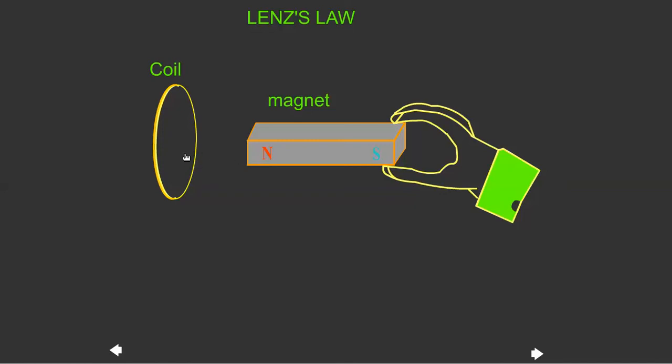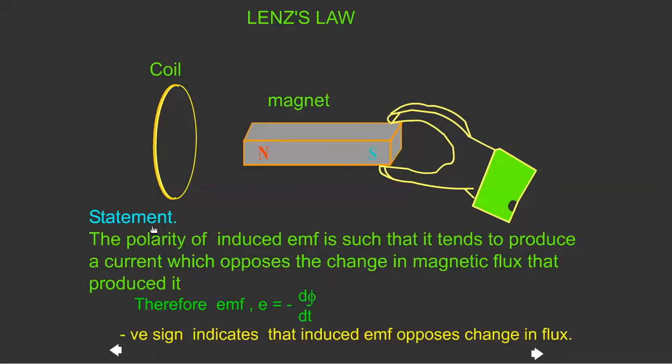And even if the magnet is moved away, flux linking with the coil decreases. This change in flux also produces EMF, and it produces the current in the opposite direction. So now let us discuss Lenz's law, the statement. Look here, according to Lenz's law, the polarity of induced EMF, here EMF is induced. Its polarity is nothing but the direction of the current produced by it. Polarity means the direction of EMF.